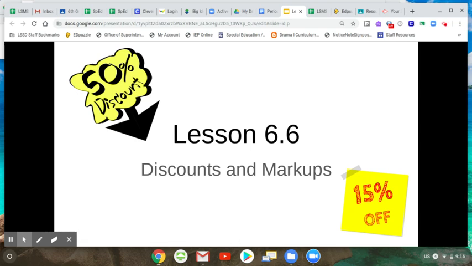Hello everyone. Today we are going to be learning about discounts and markups, which is one of the best things all year because this is something that we can use every day. When we go to the store and we see 15% clearance, we can figure out how much we're really going to pay before we ever get to the register. So let's go ahead and jump right in.